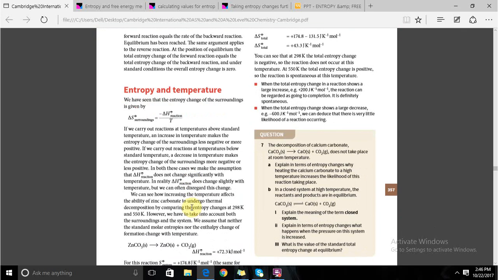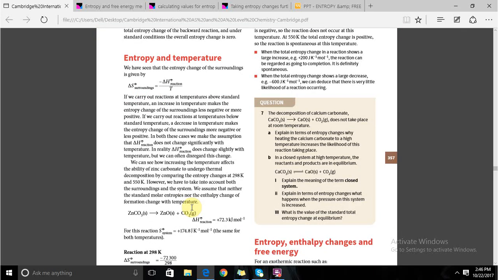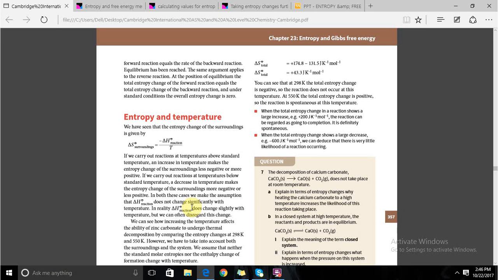This is interesting. So there is another general rule of thumb about temperature: an increase in temperature tends to make reactions more feasible.